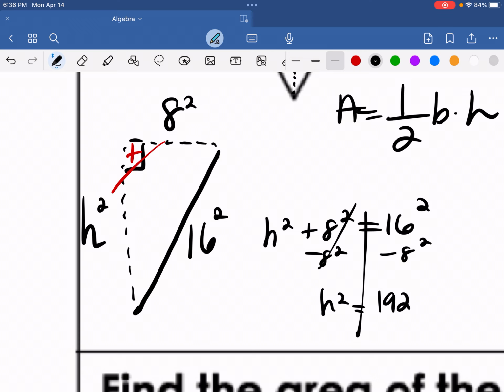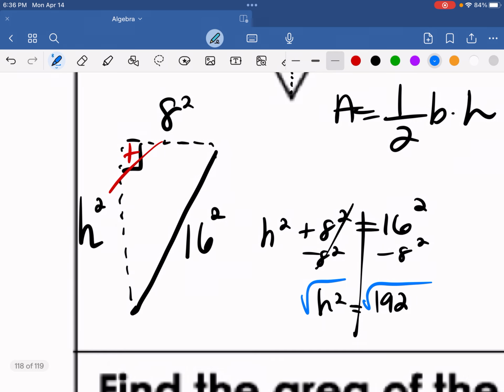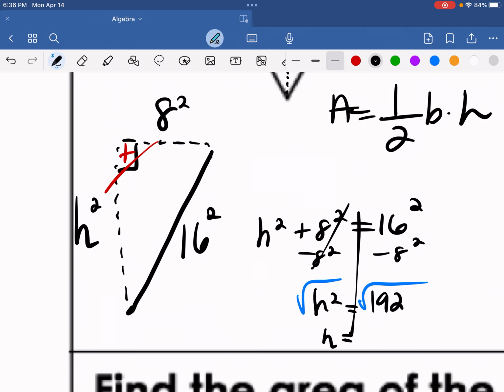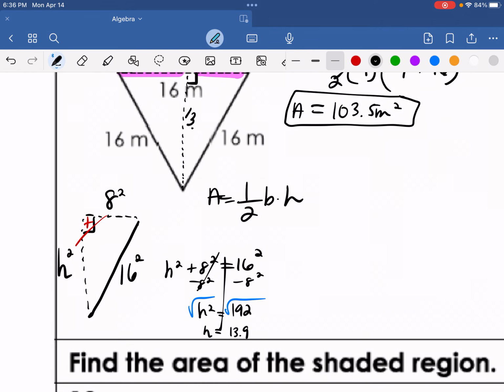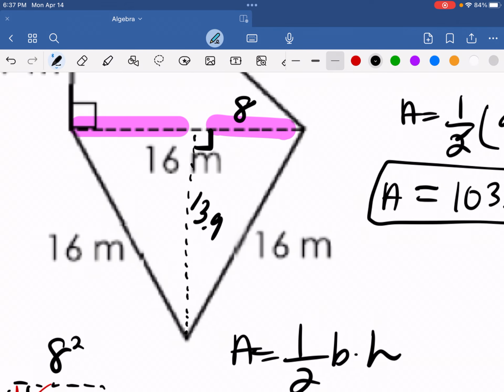So we get 192, and then take the square root. The square root of 192. And I get 13.9 because I rounded it. It was 13.85, so I did 13.9. So it means the height is 13.9. And now you can do it, okay?